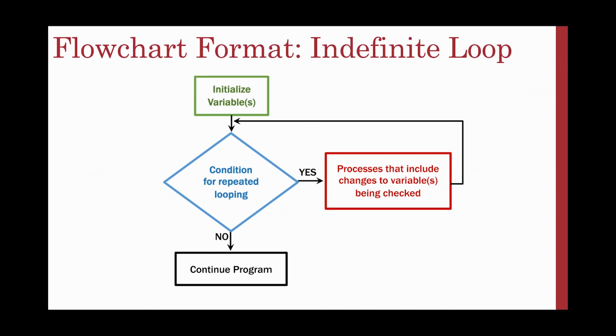So what does a flowchart for an indefinite loop look like? Well, we have our initial variables, we have the condition for repeating the loop. If the condition for repeating the loop is met, we proceed to the process that includes changes to the variables being checked, so we're running our loop. We go back, we ask the question again, and we keep going through this circle until this is no longer met and our program will continue on.